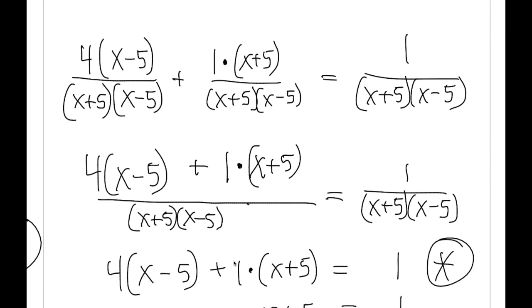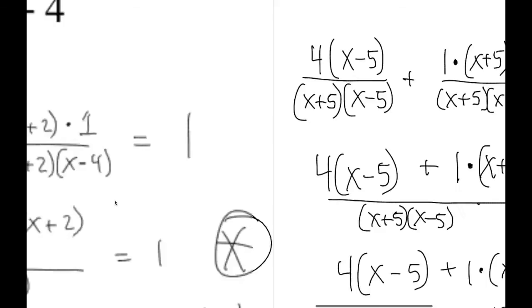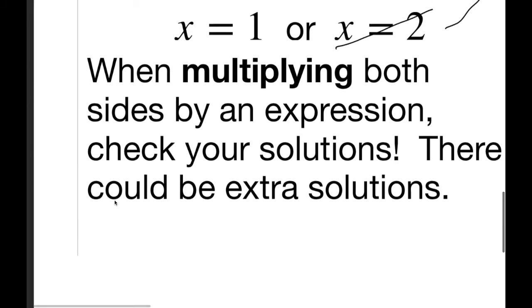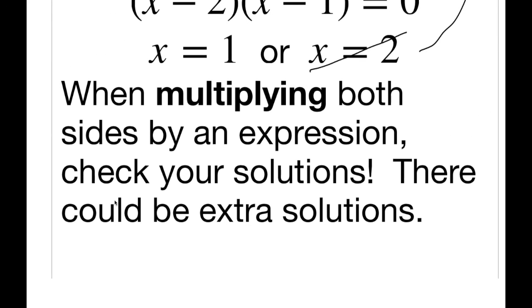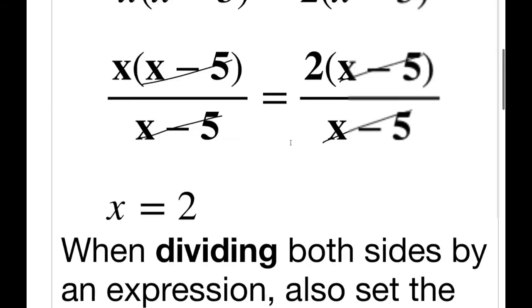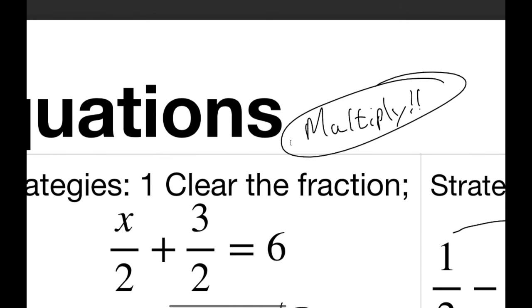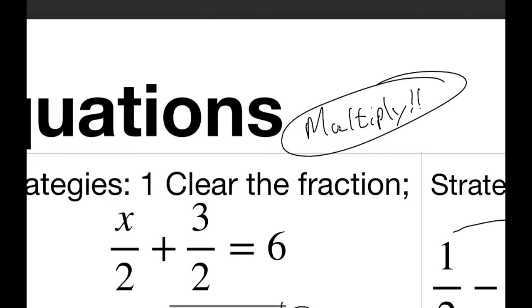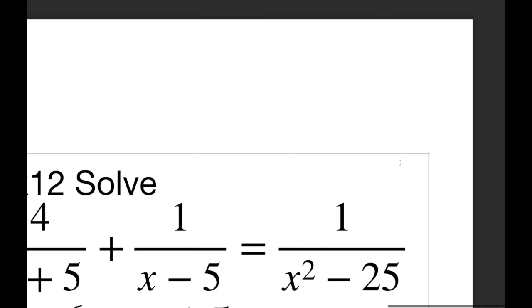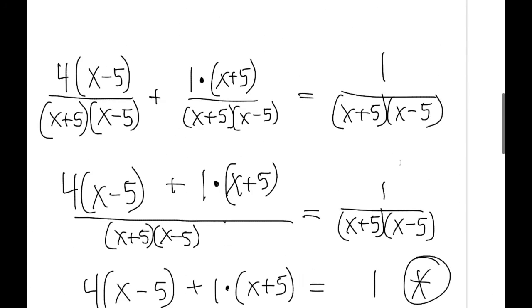How do you clear the fraction? You clear it by multiplying both sides of the equation by that denominator. Now, this should activate a wait a minute, I'm multiplying both sides by an expression. What that means is that we're going to have to check our solutions. There could be extra solutions that we involve. In general, anytime we clear the fraction, when the fraction has an algebraic expression, that's multiplication. So you have to worry about creating extraneous solutions.